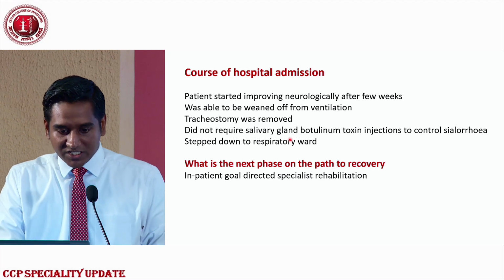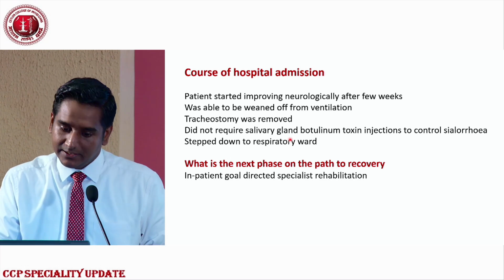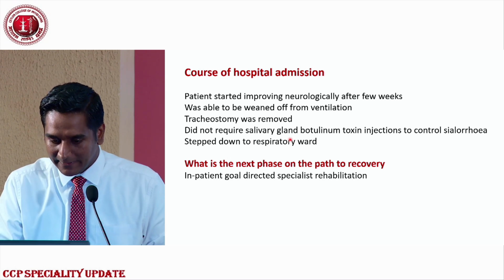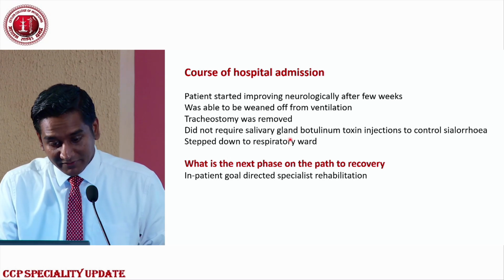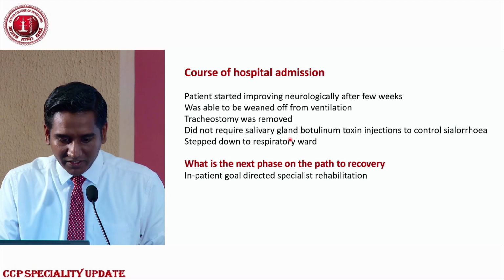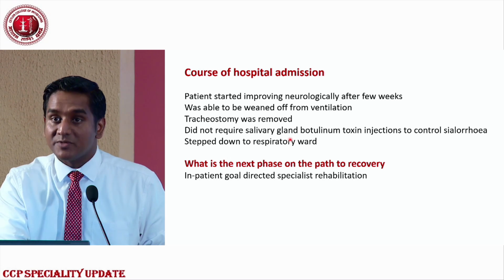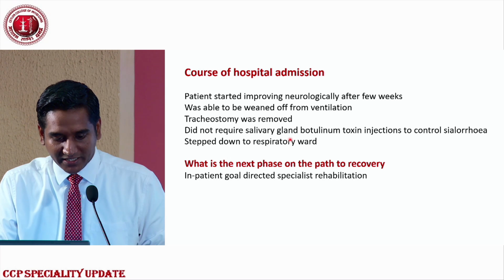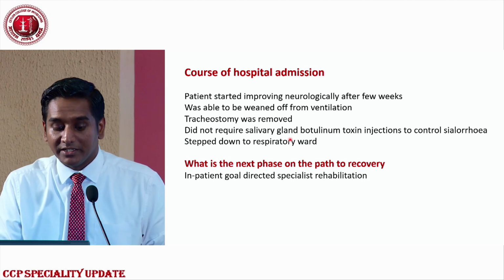Right, so the course of hospital admission. The patient started improving neurologically, which is the generally accepted course in GBS. Then he was weaned off, the tracheostomy removed, and he did not require salivary gland treatment. Then he was stepped down to the respiratory ward. And then what's the next step in the path to recovery, which is inpatient, goal-directed rehab.